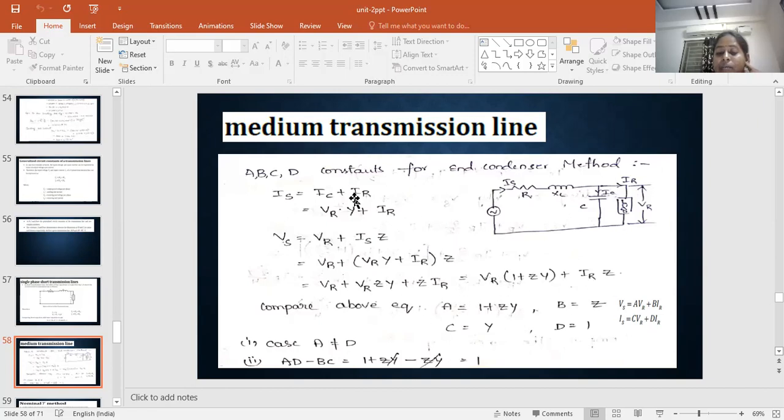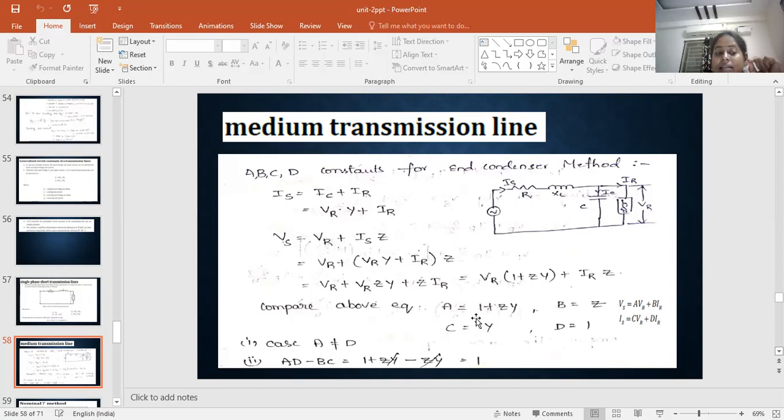So comparing the two equations, Is equal to VR into Y plus IR, and Vs equal to VR into 1 plus ZY plus IR into Z, with the two-port network ABCD constant equations, Vs equal to A into VR plus B into IR. So Vs equal to 1 plus ZY into VR. Comparing the VR products and IR product values, we can get the constant values: A equal to 1 plus ZY, B equal to Z, C equal to Y, and D equal to 1. Okay, and these four values we can calculate.